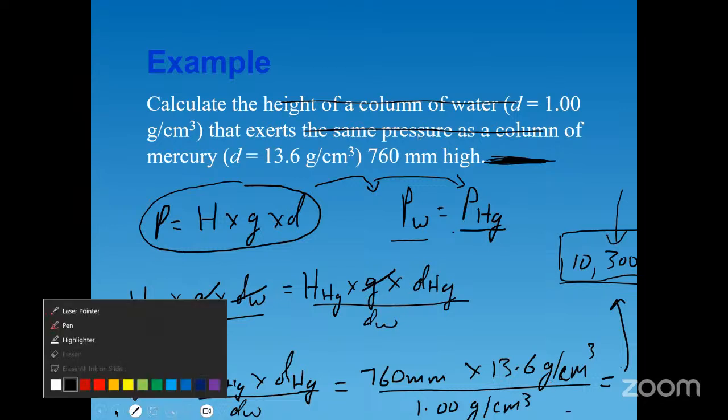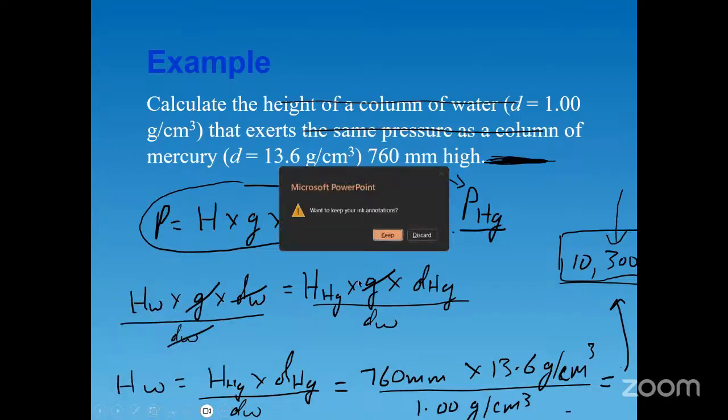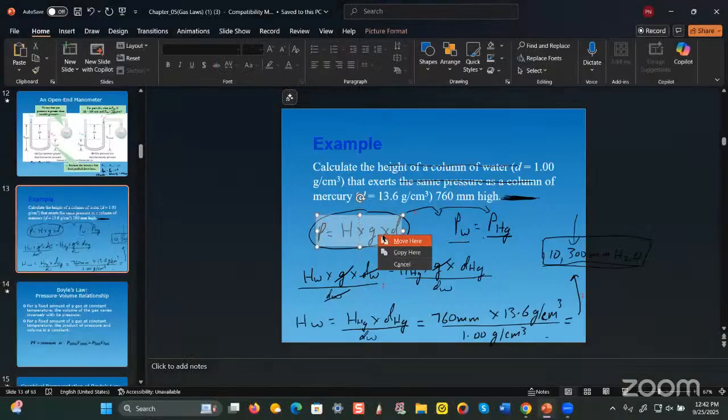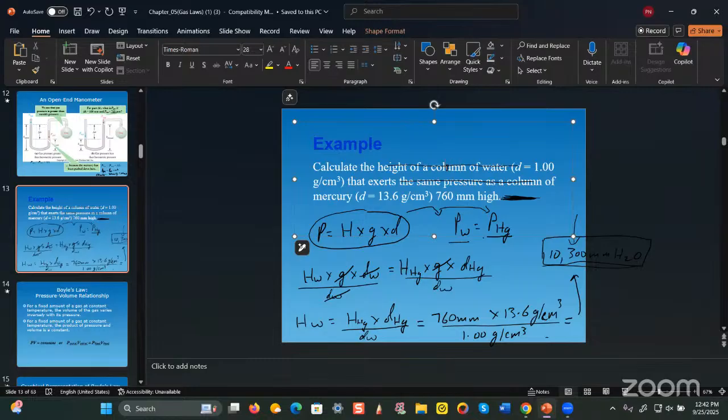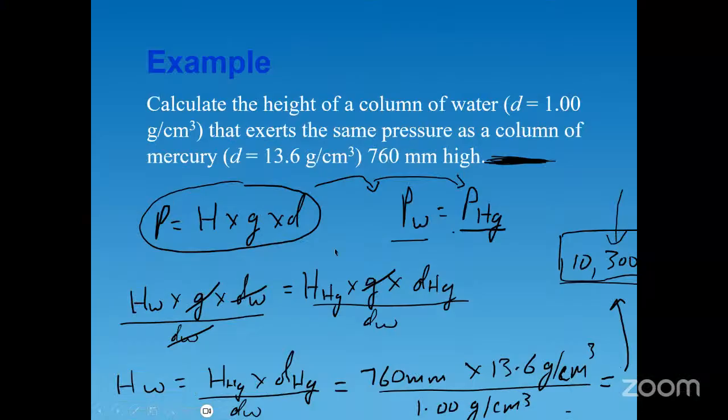Let me see if we can erase this thing. Oh, you know what? Let me do this. Wait. Okay, so these scribblings, I did that when I was recording a video, so I'm just leaving it there so that I can use it to explain the answer to this question.